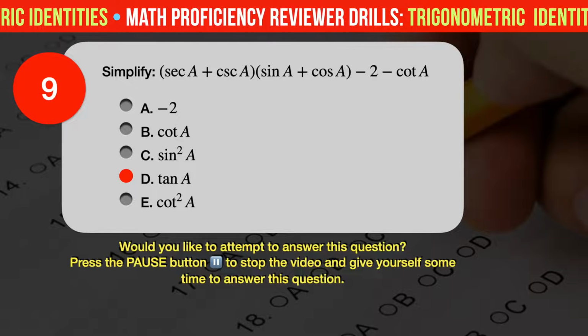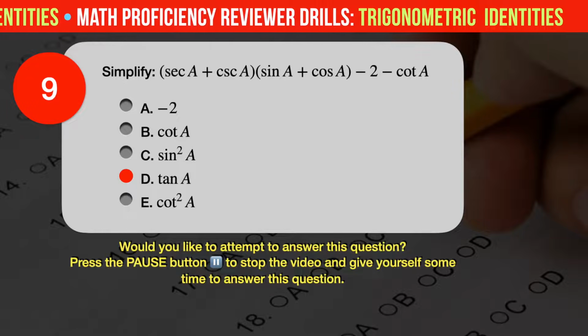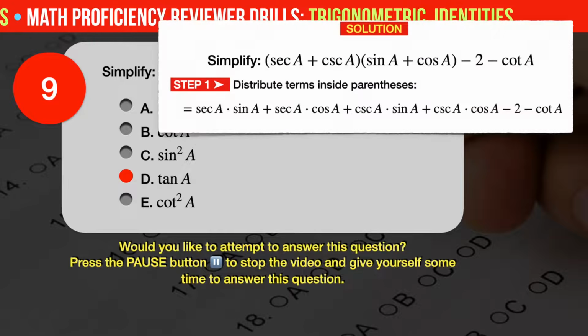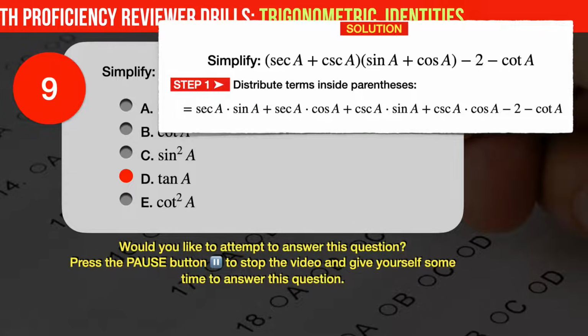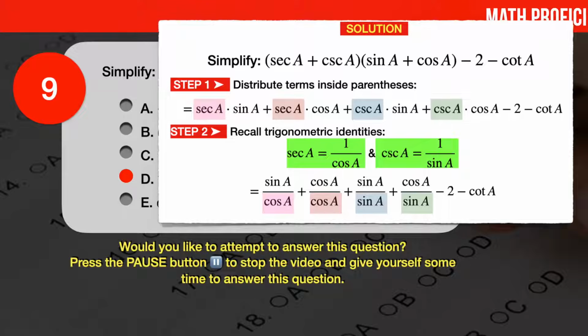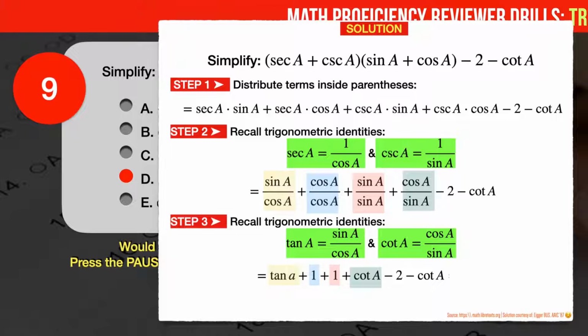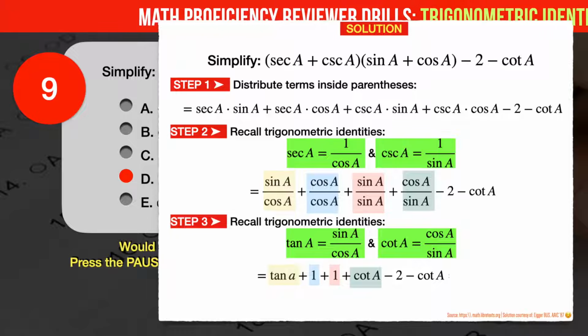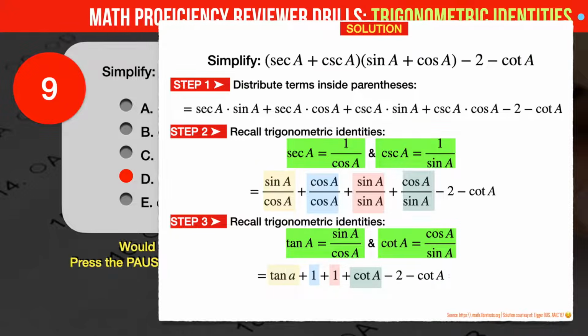Don't be. Except that it is indeed relatively long, it isn't really that complicated. First, using the distributive property of multiplication from our basic algebra, let's multiply and expand the terms inside the two parentheses. Next, recall our trigonometric identities, secant A equals 1 over cosine A, and cosecant A equals 1 over sine A. Let's substitute these as shown. Next, we recall our trigonometric identities, tangent A equals sine A over cosine A, and its reciprocal, cotangent A equals cosine A over sine A. We again substitute these to our given expression as shown.